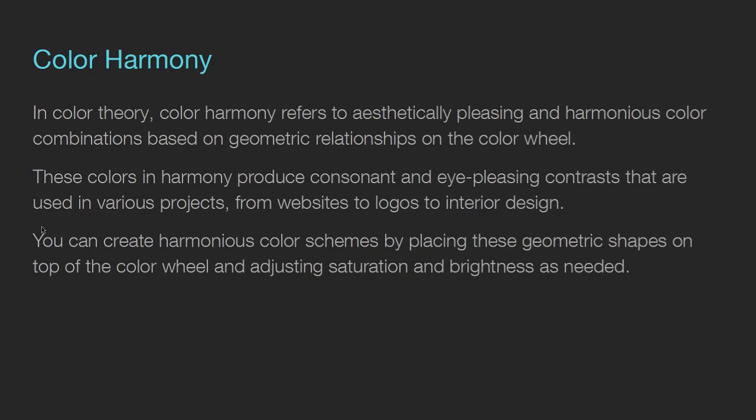So now we have color harmony, and this is going to kind of lead us into our first big project for class. So color harmony is the aesthetically pleasing and harmonious color combinations based on the geometrical relationships on the color wheel. And when I say color wheel, we're referring to the red, yellow, and blue color model, is what one would typically think of when we hear the term color wheel.